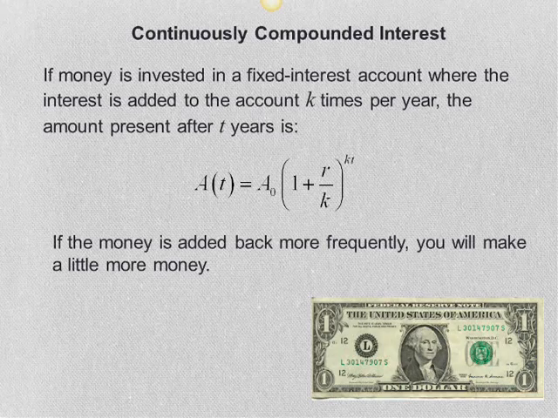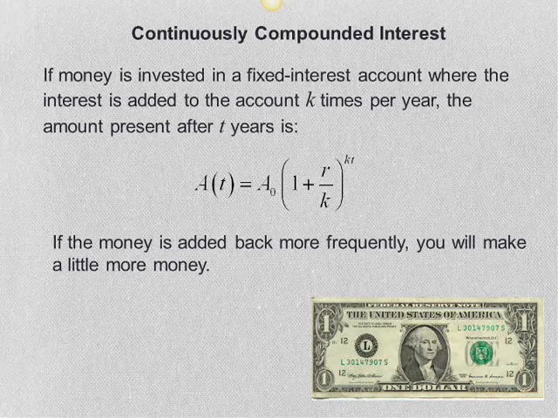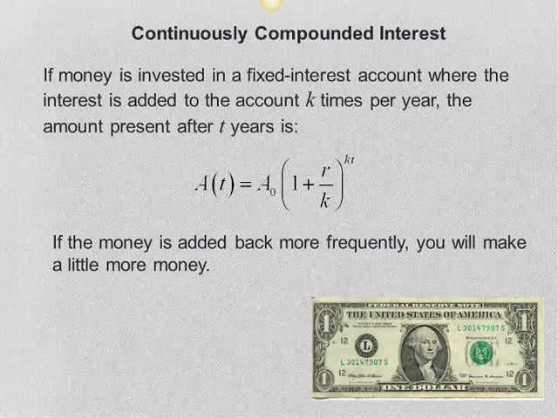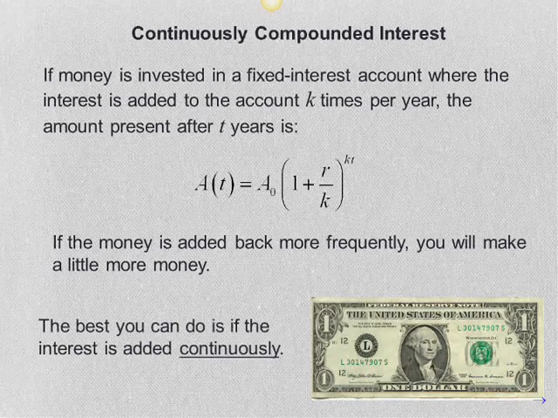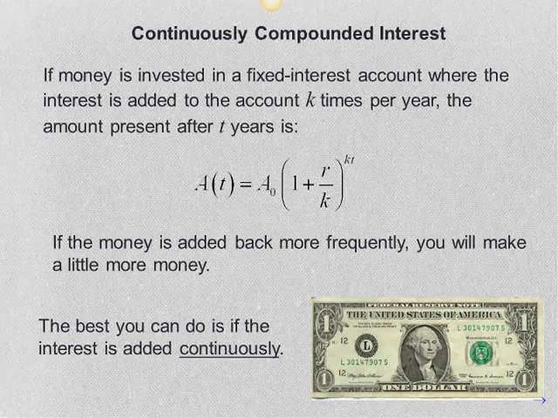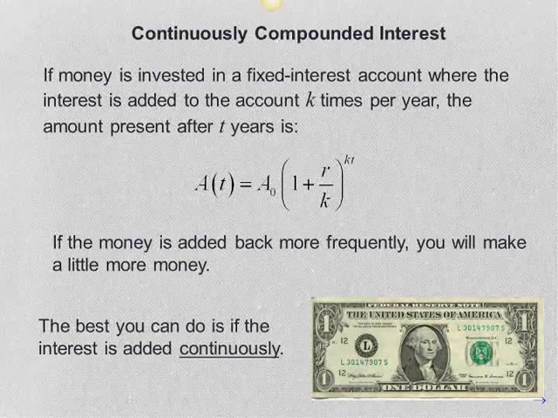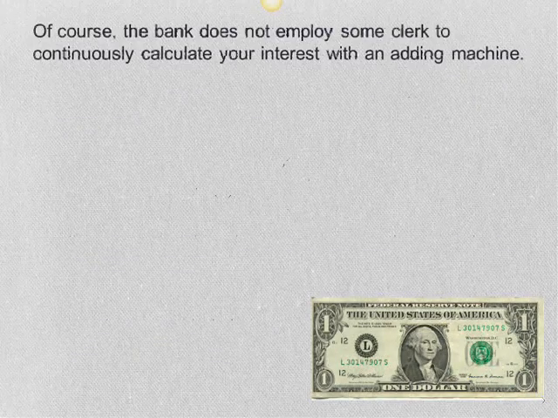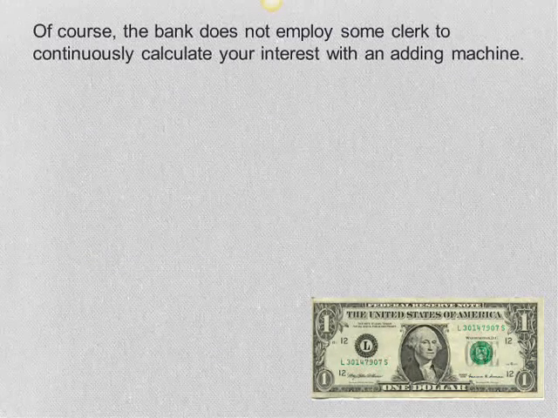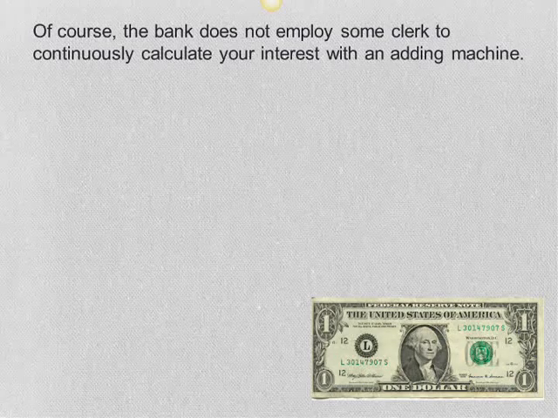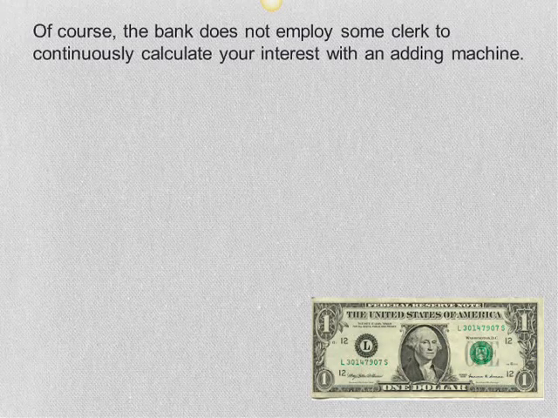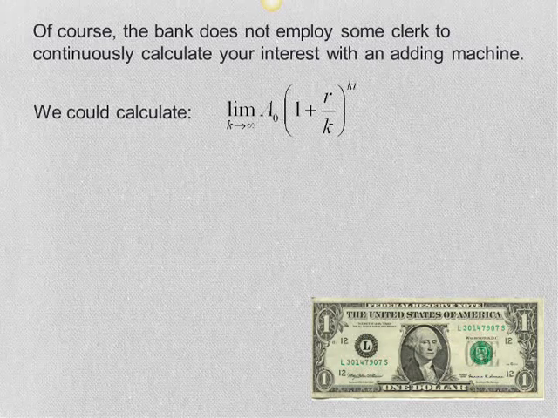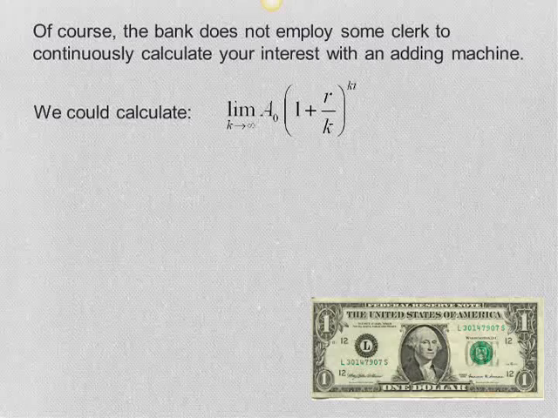If the money is added back more frequently, you end up making more money, obviously, because if it gets compounded more often, then that's good. You get more money. The best you can do is if the interest is added continuously, or every second of every minute of every hour. However, the bank doesn't decide to employ some clerk to just sit there and continuously calculate your interest with an adding machine. So they instead calculate the limit as k goes to infinity.